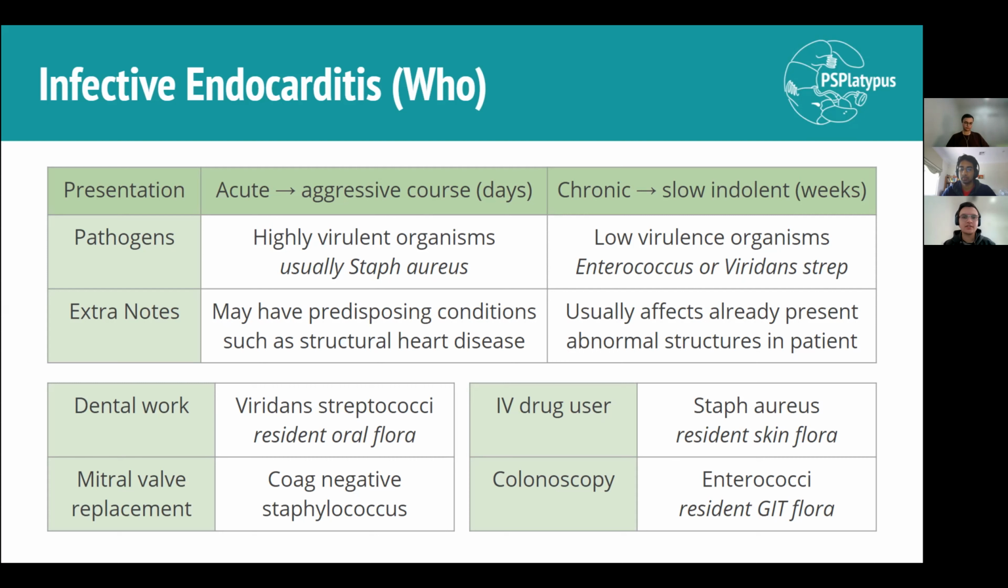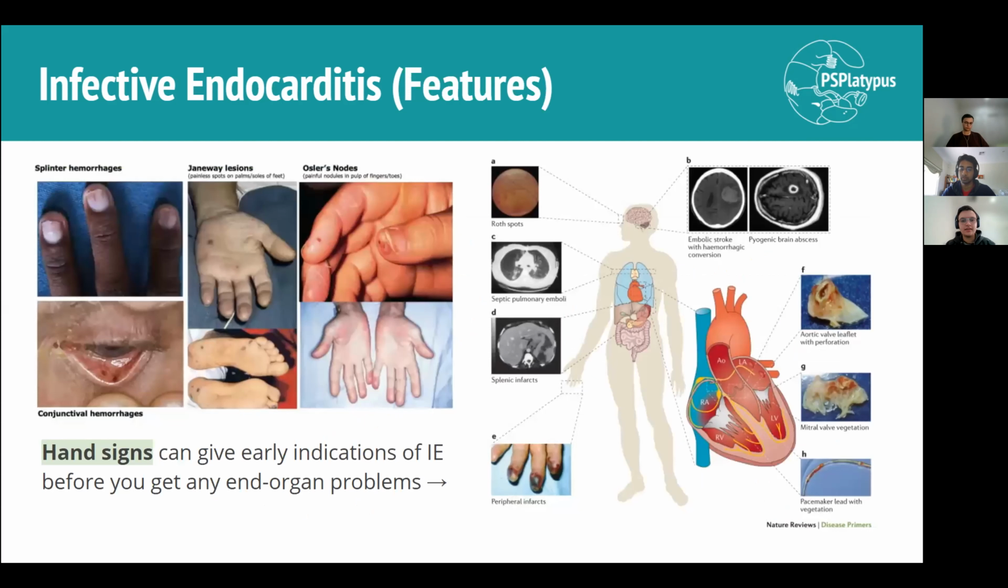With IV drug users, think about skin bacteria getting into your bloodstream because of, again, not being sterilized, so Staph aureus. And then colonoscopy: if you think about a perforation to your colon when you're trying to insert, for example, a little camera, you're thinking about what sort of gut bacteria can enter the bloodstream. And in this case, it's going to be Enterococcus for the most part. Okay, again, this will be covered in your clinical skills.